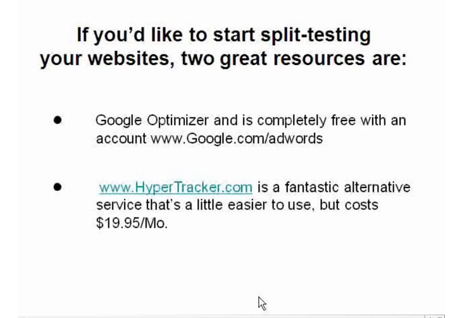A second resource that I highly recommend is HyperTracker. You can go to hypertracker.com, and this is a fantastic alternative service that's a little bit easier to use, but it costs $19.95 a month. So you can use either one you want. Whatever you enjoy using most and whatever is easier for you is simply the one that I would go with.